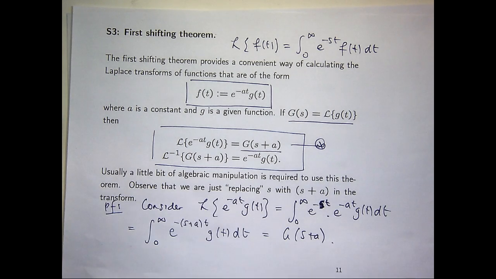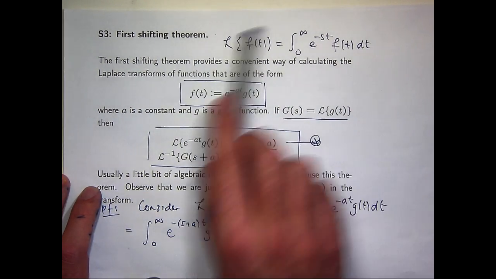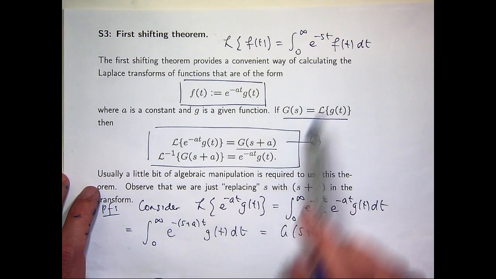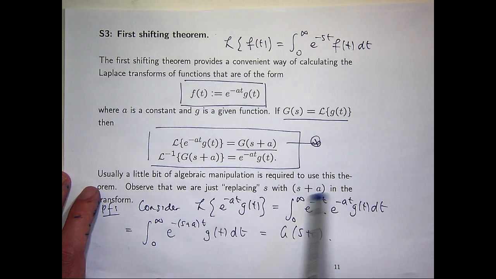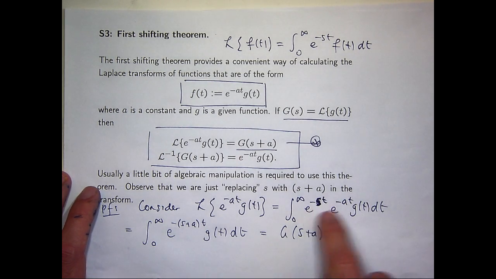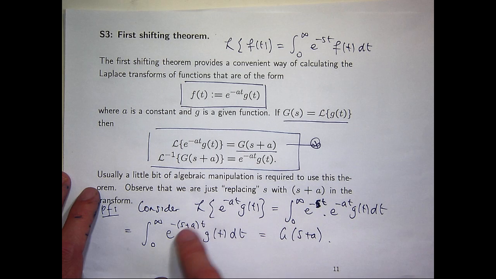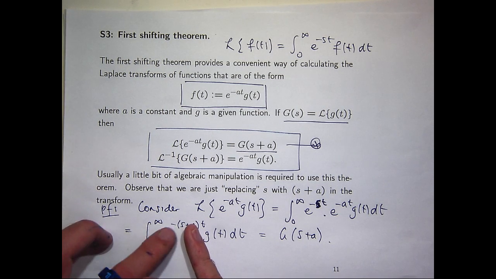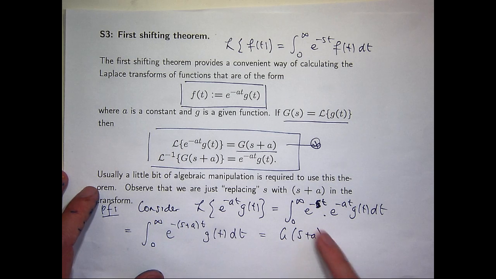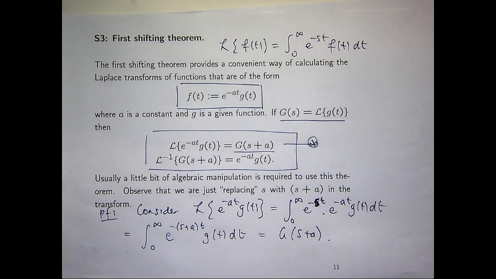Okay, why does it work? Well, here's a basic proof. Remember, this is the definition of the Laplace transform of f of t. So let's replace f of t with this form in our integral. So I'll get this. And now this is an e to the minus st. And now if I combine these two exponentials, I get this. And this is not big G of s. If we just had an s there, it would be. But we've got an s plus a in brackets. So actually this is the Laplace transform of big G of s plus a.